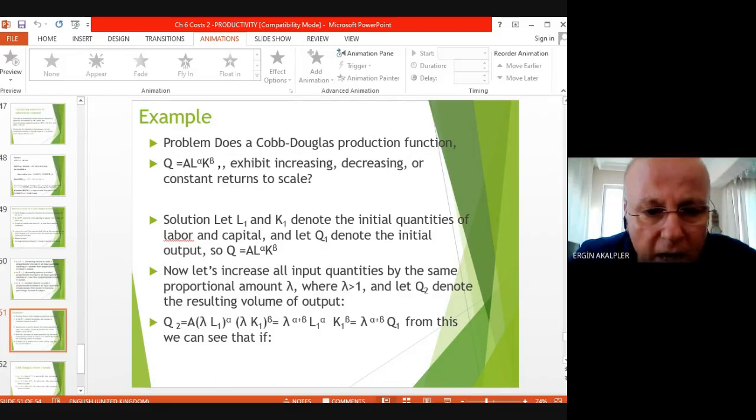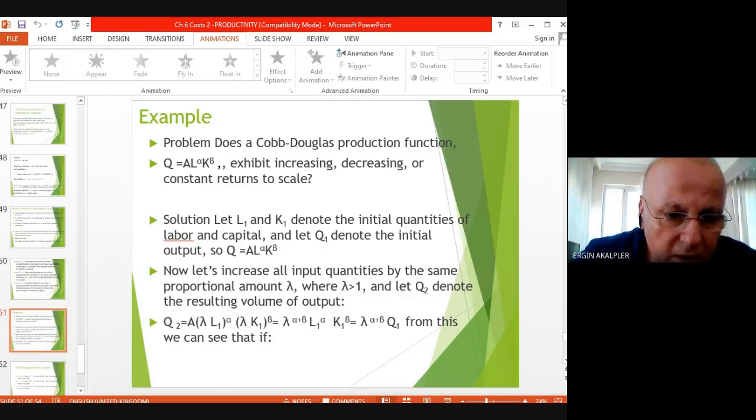Solution: let's suppose L1 and K1 denote the initial quantities of labor and capital, and let Q1 denote the initial output. So quantity is equal to A L to the power of alpha, K to the power of beta. Now let's increase all input quantities by the same proportional amount, lambda, where lambda is higher than 1, and let Q2 denote the resulting volume of output.